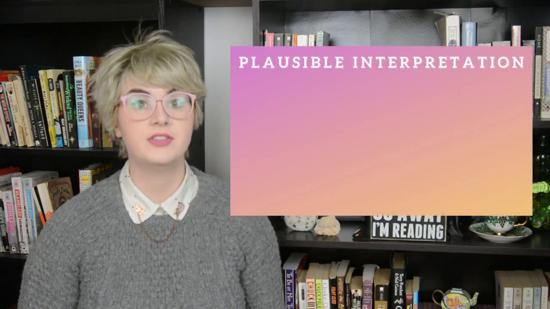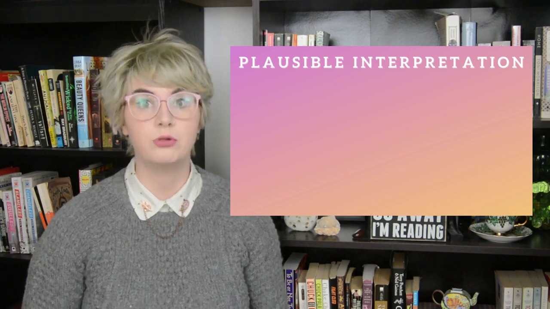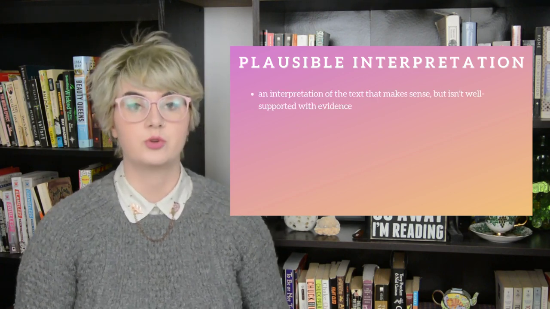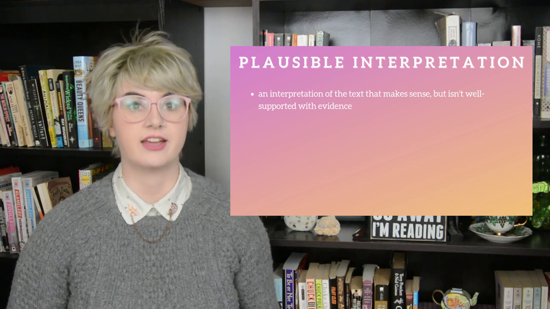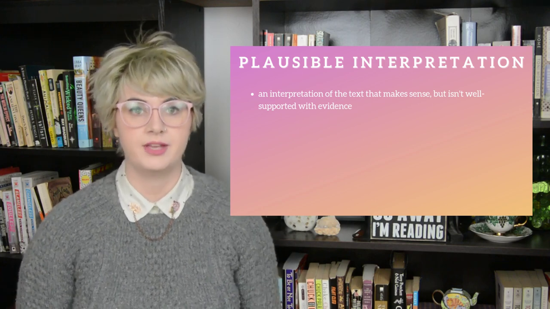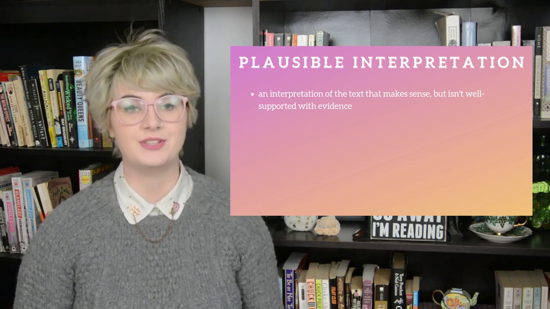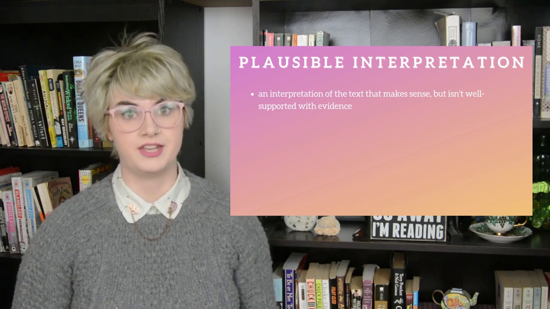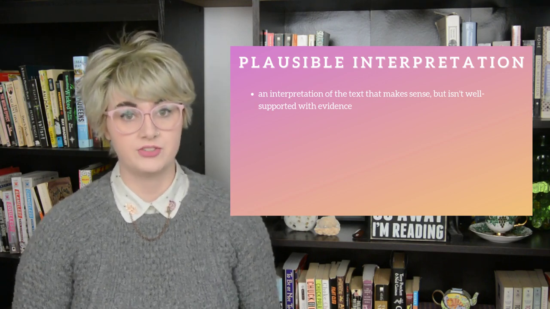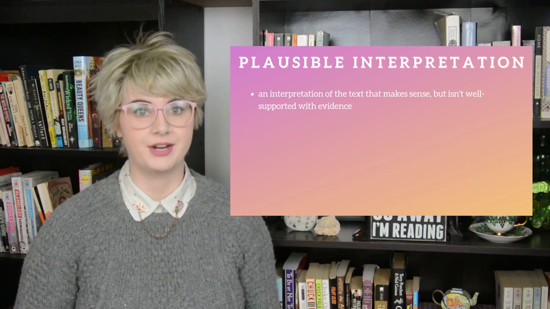So the last way that the ACT reading section will try to trick you is with what's called plausible interpretation. And this is exactly what it sounds like. Plausible interpretation is when you're offered an interpretation of the text that could be true. The problem is that it's merely plausible, which means that it lacks concrete evidence within the text itself. In order to spot this, you're going to have to be doing a little bit of interpreting as you're going.